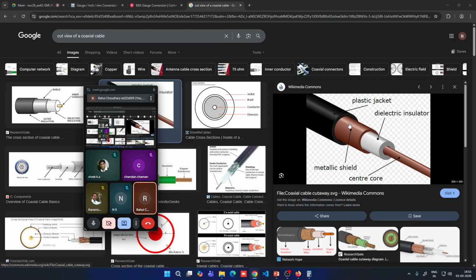Whatever these two copper parts are shown here, right? The central core is line 1, and the metallic shield is wire 2, and this is the dielectric medium. So if it is homogeneous throughout the length of the wire, then we call it a homogeneous medium, meaning the dielectric constant remains the same throughout the wire. So it's just one example, a coaxial cable. The same thing goes for a two wire transmission line.